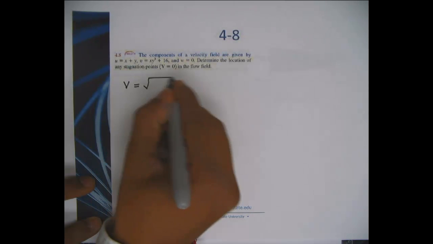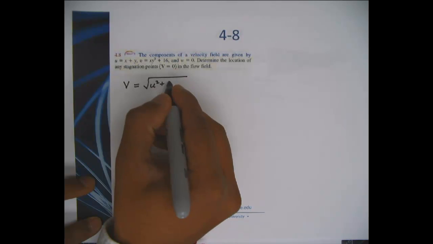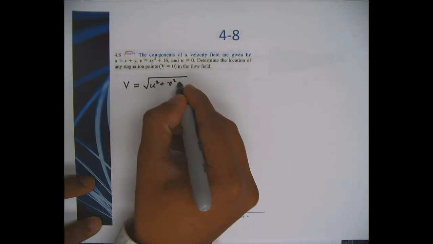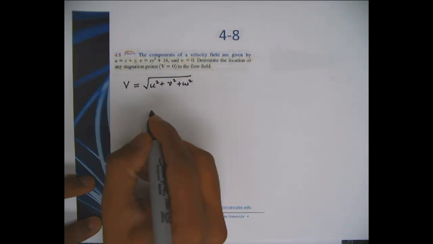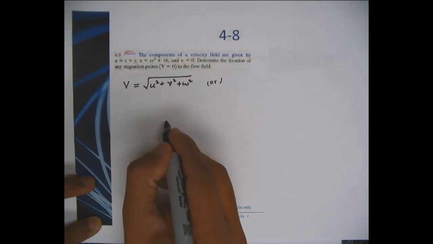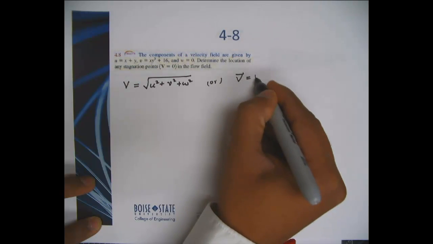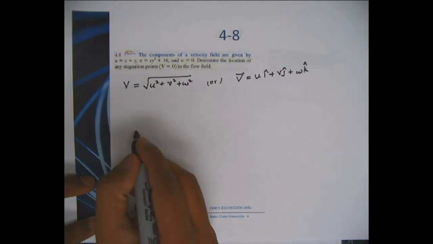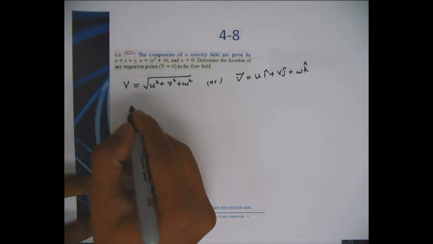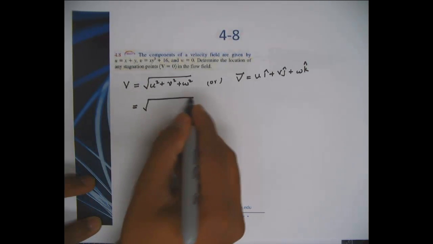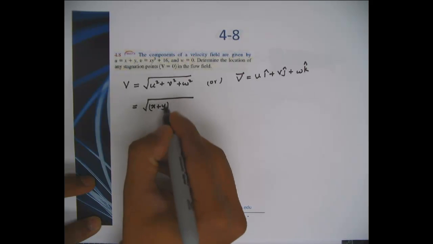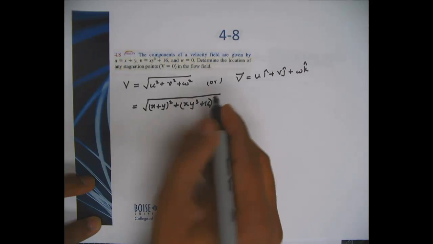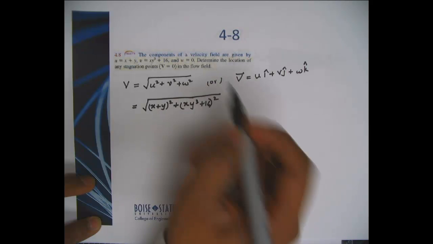would be the square root of the sum of squares of the u component, v component, and the w component, right? Or if you want to write it in a vectorial form, you can write this way. Okay, so let's put in what we are given and see what we end up with. So we're given u, which is x plus y whole square, plus the square of v, and I'm not going to put w squared because that's 0.